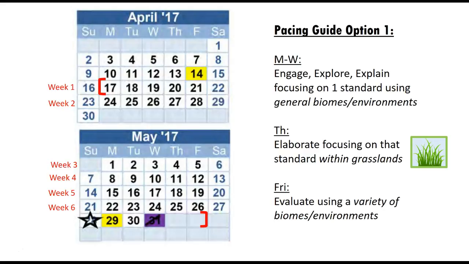But if you're going with option 1, just a reminder that when you begin in the engage, explore, and explain, you're just going to use a variety of biomes and environments, whatever's in STEM scopes and aims. And then when you get to the elaborate, you'll focus on the grasslands. So you can kind of see that icon there. And then be sure that your evaluation is not only on the grasslands, but a variety of biomes.